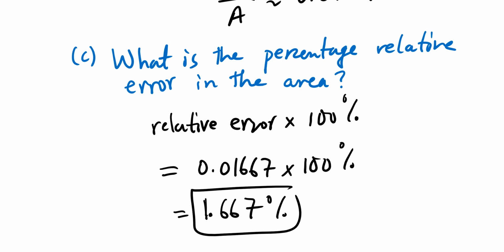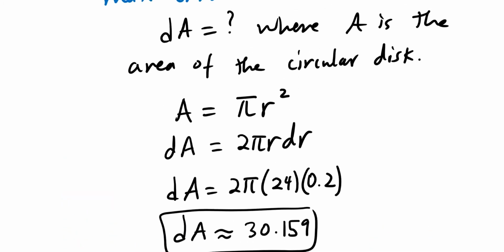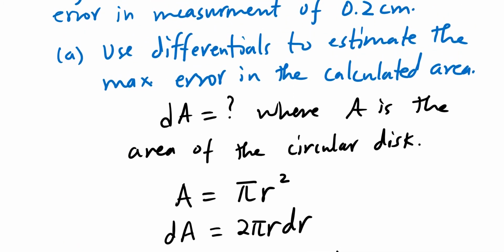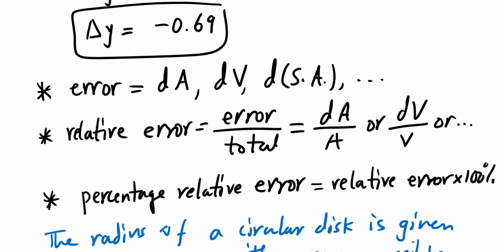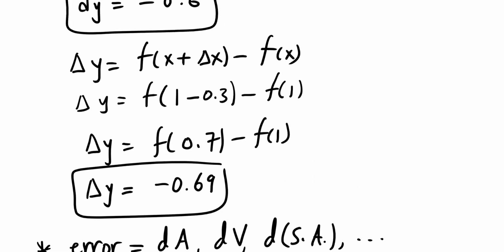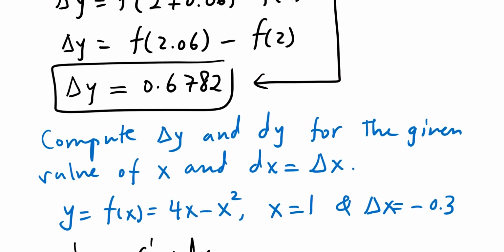So when they ask about finding dA, that's called a differential. And what this tells us, this basically approximates the error in the calculated area of this disk. And this can be applied to volumes, surface areas, any other geometric shapes related to areas, volumes, surface areas. And it has also other applications in physics and chemistry. But these are the ones that we use here in this section most of the time.